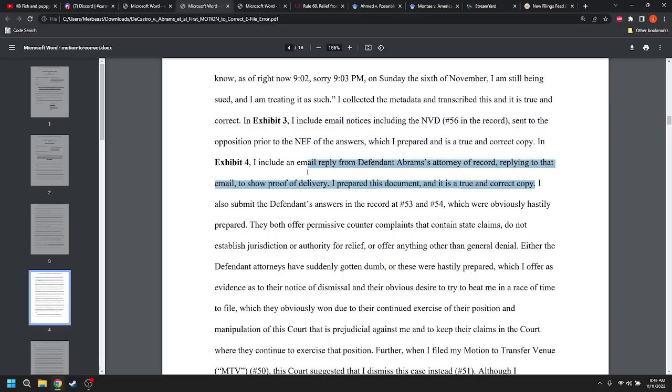I wonder what the email from Defendant Abrams' attorney is, because Defendant Abrams' attorney, if I remember correctly, was first to the gate to file an answer. So that would tend to indicate that Defendant Abrams' attorney did not think that a notice of voluntary dismissal had been filed. And remember, Rule 41 requires the notice of voluntary dismissal to be filed, not served, but filed before an answer in order for it to be effective.